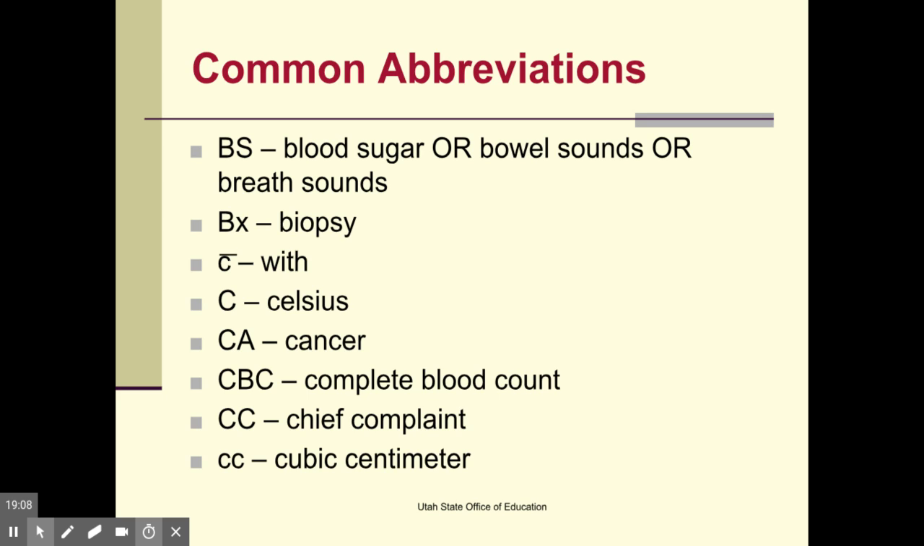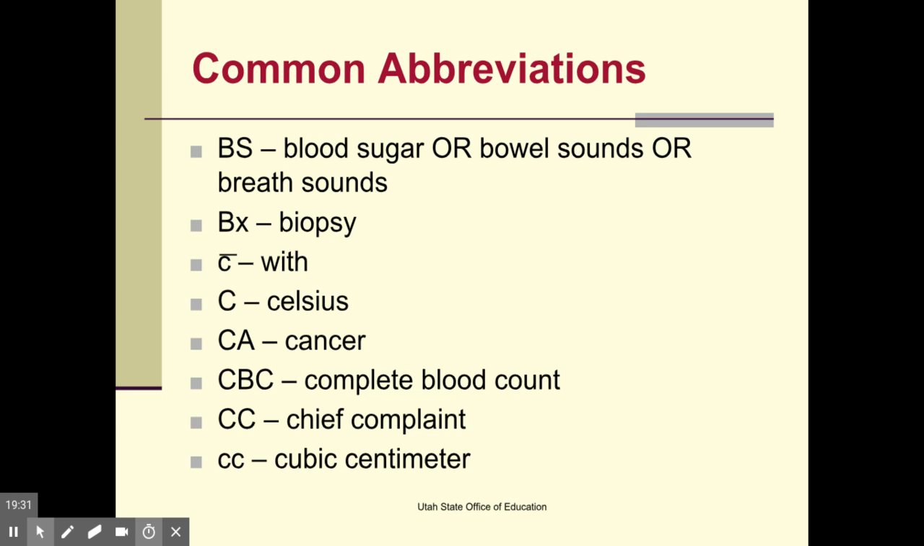Biopsy is BX. C with a line over it, small c with a line over it, means with. Capital C is Celsius, and usually it will have a little degree symbol before it, so degrees Celsius. CA we use for cancer. CBC means complete blood count. Capital CC is chief complaint. Small cc is cubic centimeter.